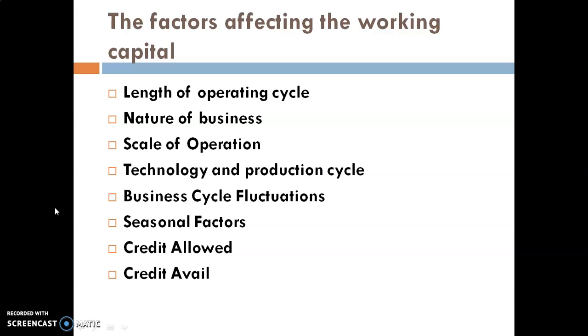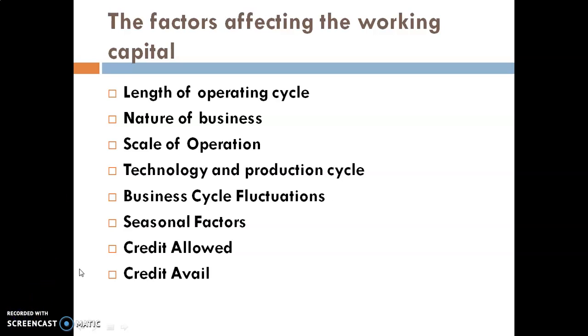Next we have nature of the business. The amount of working capital requirement is also affected by the nature of business. Usually trading organizations and service industries require less working capital as compared to manufacturing industry. But at the same time, wholesalers require more working capital than retailers. Why? Because wholesalers are required to maintain a large stock of goods, but the retailer does not maintain a large stock of goods. So the nature of your business also affects the working capital.